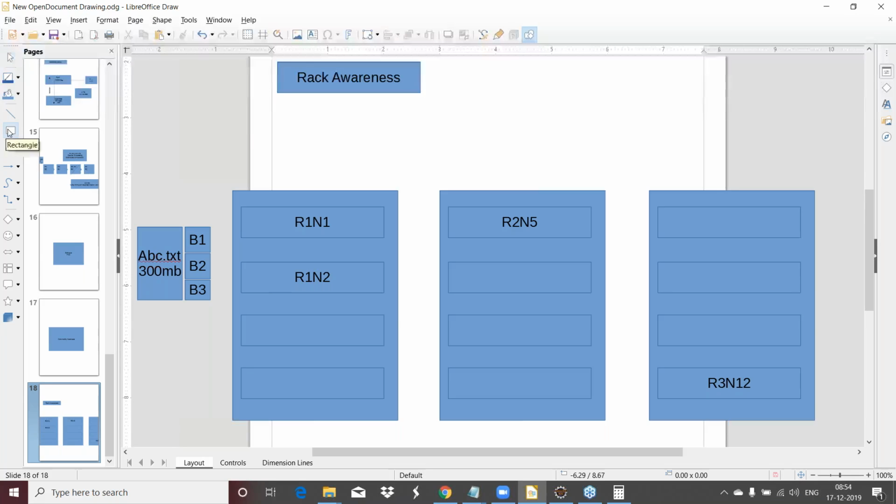So if I talk about this B1, what is the concept of rack awareness? The concept of rack awareness says that if you are keeping B1 onto this machine, into this particular rack, then the other copy of this block B1, we know that every block is going to be replicated 3 times, will be there in the other rack.